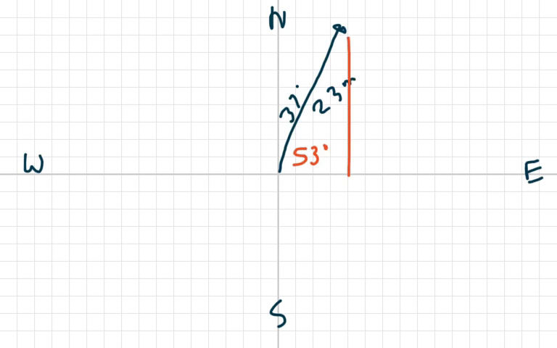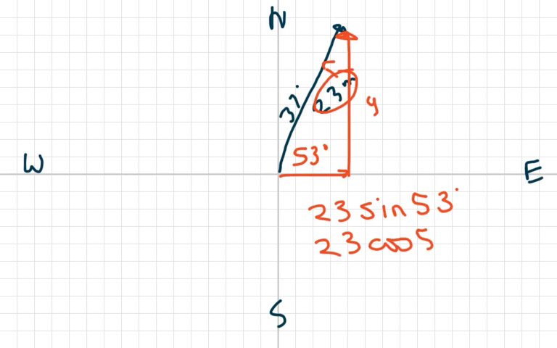Draw the vector, your y component here. So this would be your x. And this is where your 23 meters goes. So we have 23 sine of 53 degrees and 23 cosine of 53 degrees. This is your y component. This is your x component. And what you're going to get is your x component is 13.8 meters. And your y component is 18.4 meters.